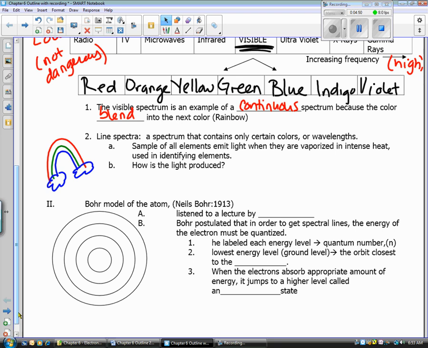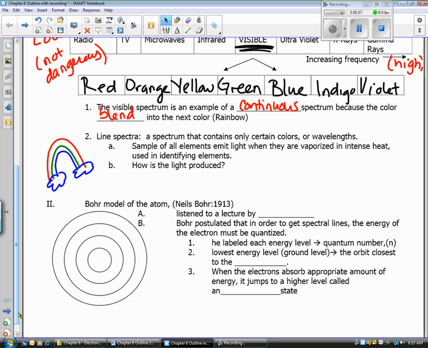A line spectrum we're going to see when we do spectroscopy. And you're actually going to need distinct lines, and every element gives off a distinct line pattern, whether it's 5 reds, 2 greens, and a blue, or 1 orange, 1 yellow, 1 violet. Okay, so every one is different.